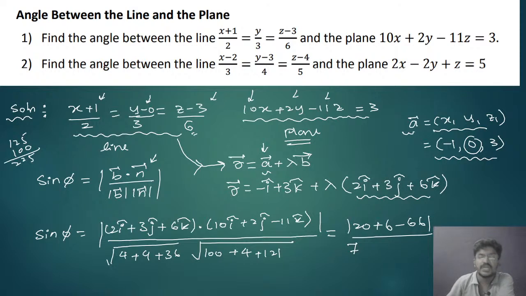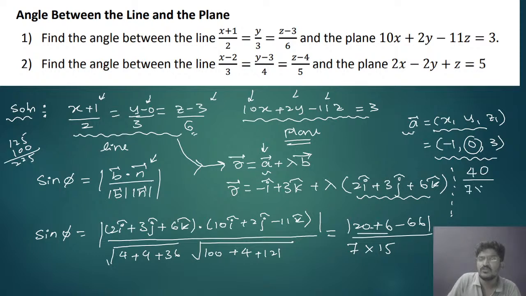Very good. 7 into 15. Okay. Very good. Now simplify this. 26 minus 66 is minus 40. Mod of minus 40 is plus 40. I will write here: 26 minus 66 is minus 40. Mod of minus 40 is plus 40.